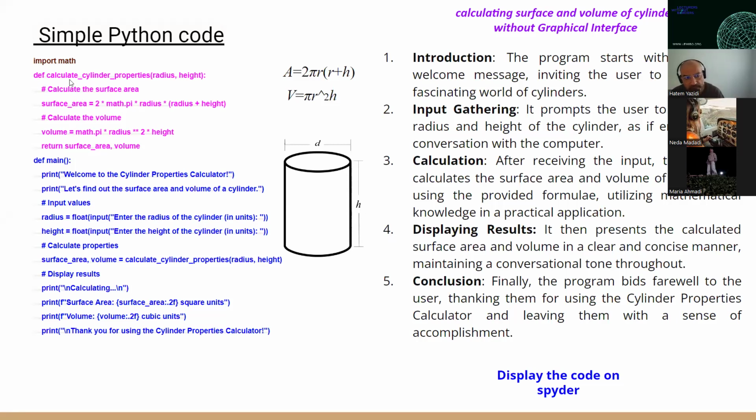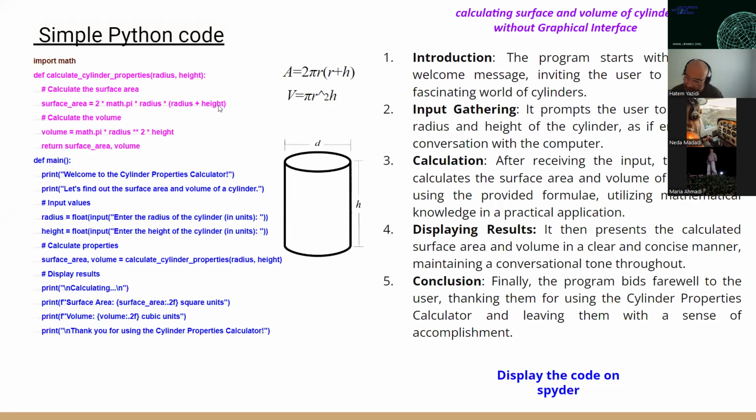So here we can call it calculate cylinder properties, and you put between brackets what we call the arguments. We need the radius and we need the height. So this is our input, radius and height. Here we define the function, and we start by writing the hash, which means a comment: calculate the surface area. I know the information here, I can write it on a piece of paper. So the calculation is: surface area equals 2 multiplied by pi, but I have to tell it that pi is coming from math, so math.pi multiplied by the radius, multiplied by the radius plus height.